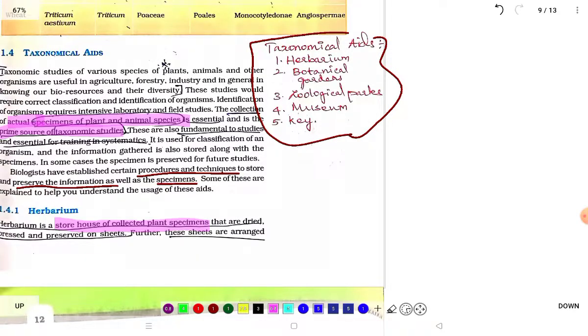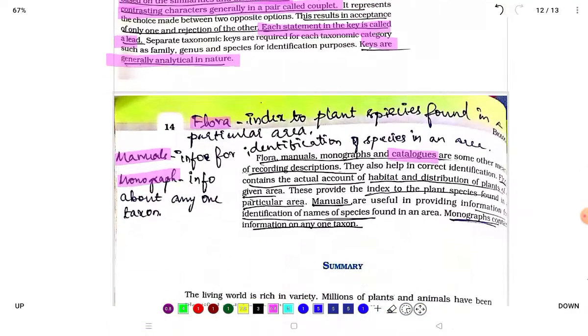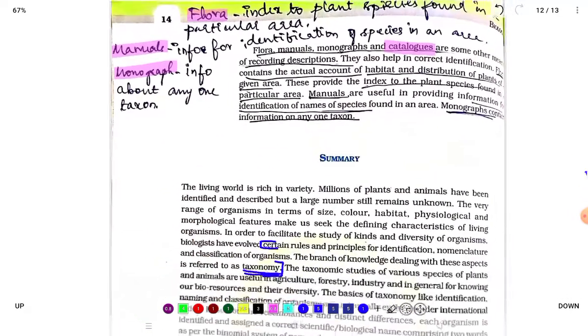And the key, what it does is it is based upon the similarities and dissimilarities. It has two contrasting characters, for identification of plants and animals, generally in a pair. That is a couplet. And lead, that is each statement in the key is called a lead. And flora, manuals, monographs and catalogs, etc.